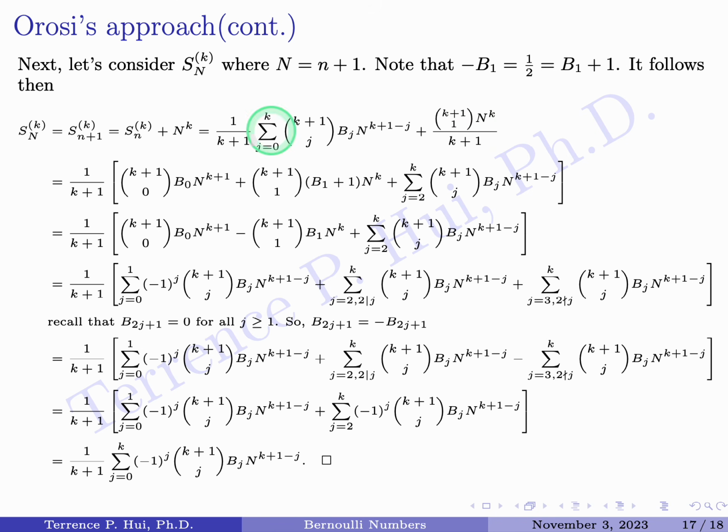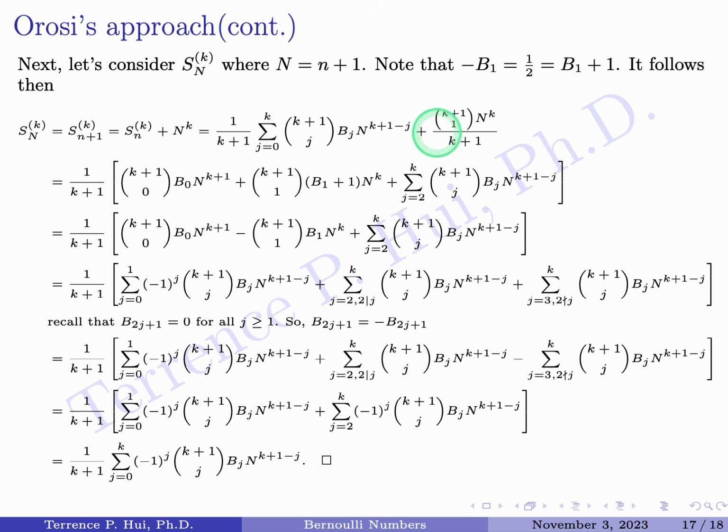Now, what about the rest? Well, let's break them up. You see this guy, j runs from 0 to k. Let's break out 0 and 1. When j is equal to 0, this is k+1 choose 0, B sub 0, N to the k+1. When j is equal to 1, this is k+1 choose 1 times B sub 1 times N to the k+1-j. But when j is equal to 1, this is the same as capital N to the k.